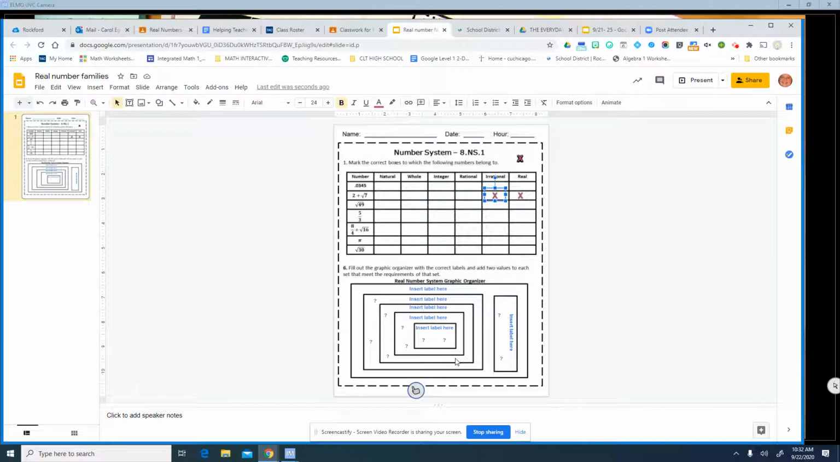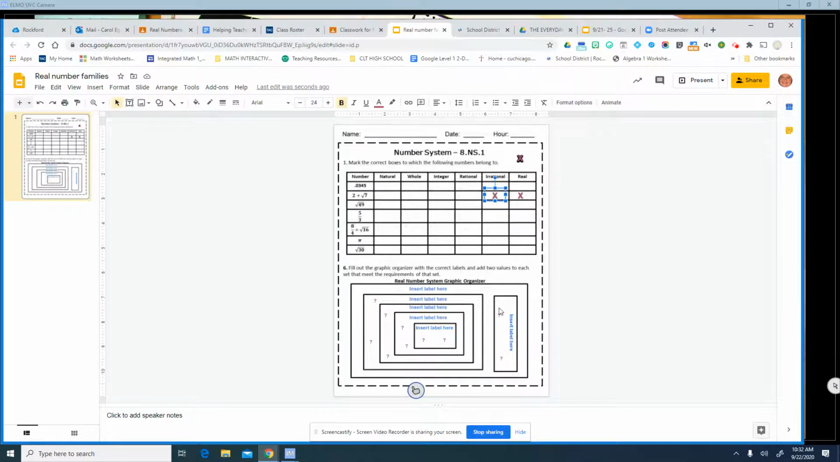On the bottom, you need to label what goes where. So if this whole box is the real number system, here's the first two pieces of the real number system, one here and one here. What should they be called? In this box, there's something inside of it, inside of it, inside of it.